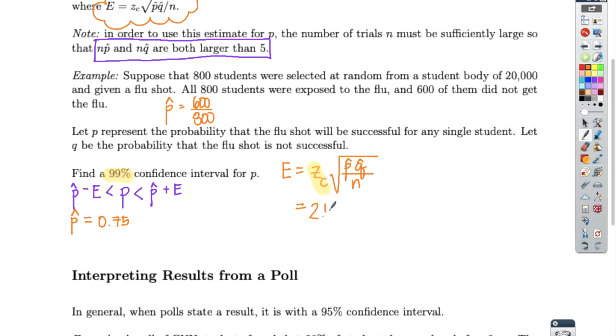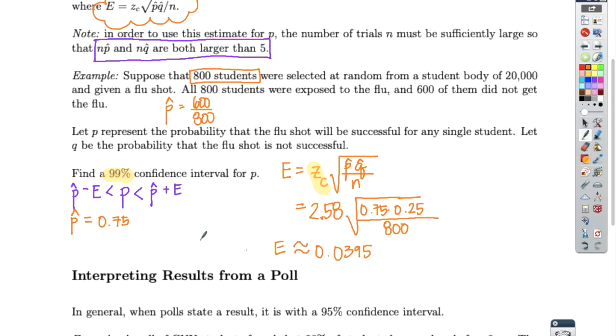So our critical value is 2.58 just from that table, times the square root of P hat, which we said is 0.75, Q hat is 0.25, whatever's left over, and then over N. N is our total number of trials, and in this case, that's the 800 students. Throwing that into my calculator and rounding to 4 decimal places, I get 0.0395. So there's my error.